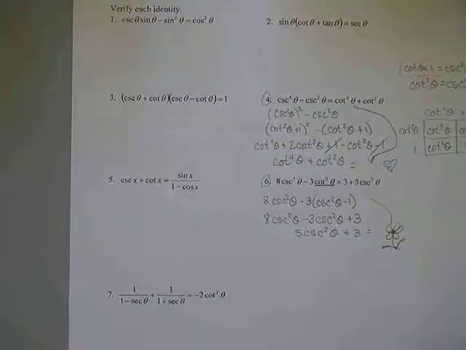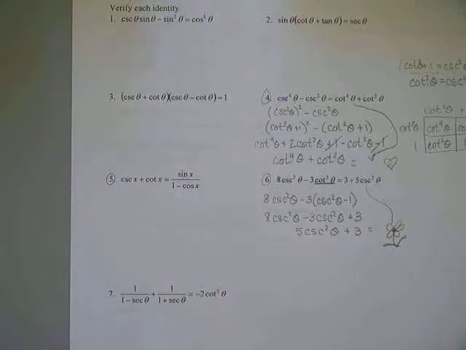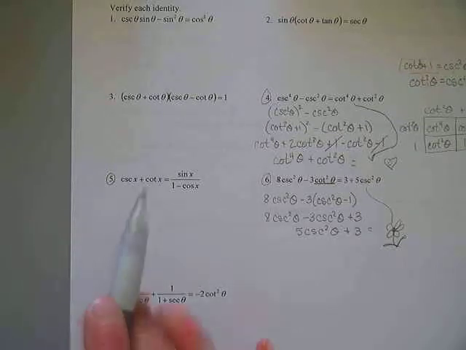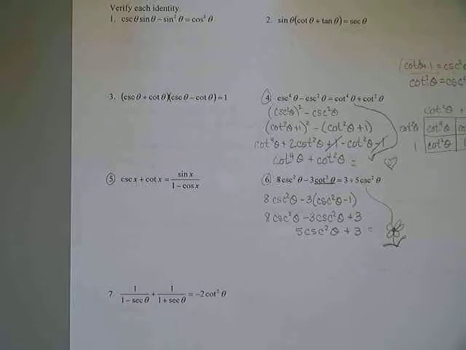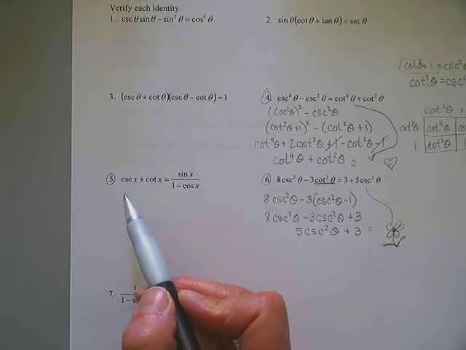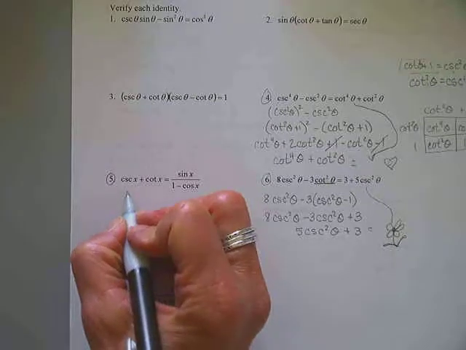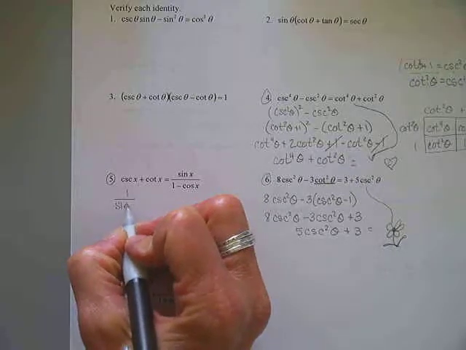Okay, let's do a different one. You want to give 5 a shot? Take a look at 5. Take a look at the left and a look at the right. What is your first stab in the dark that you might want to do with cosecant and cotangent? Change everything to sine and cosine. Let's do that. Let's change everything to sines and cosines.